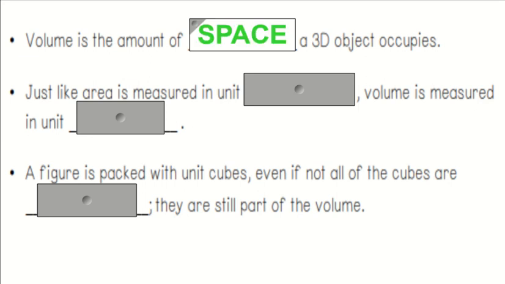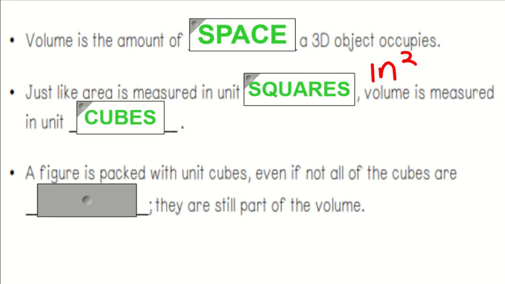Volume is the amount of space a 3D object occupies. I also put it usually as volume is what it takes to fill an object. Area is measured in squares, like square units you'll see for area. If it's square inches, it'll have a 2 for an exponent. For volume, volume is measured in unit cubes. So if you see cubic something, that means it's talking about the volume. So the exponent on these labels would be a 3.